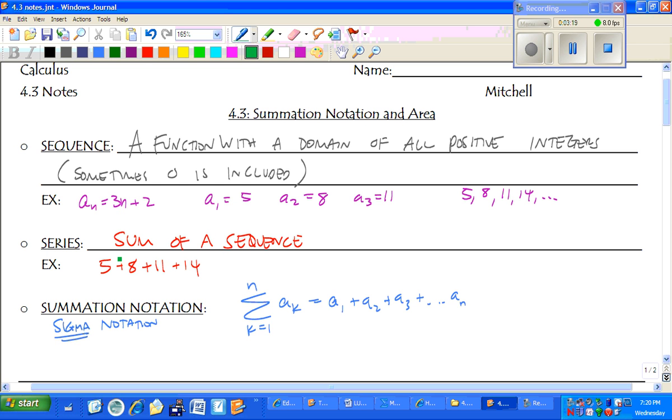So the example that we had up here could be written in sigma notation like this. We go from k equals 1 to 4, because we did 4 terms, of 3k plus 2. That means we put the first term in, put 1 in for k, we get 5. Second term is 8, 11, and 14. So if we add those up, our sum would come out to be 38.